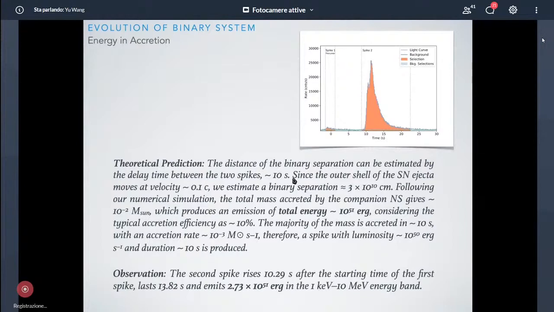Therefore, the luminosity of 10^50 erg per second and the duration can be observed, we presume. And indeed, from observation, the second spike arrives at 10 seconds after the starting time. The first spike lasts 14 seconds and emits about 3 times 10^51 erg in the energy band of 1 keV to 10 MeV. So again, the theory and observation match well.